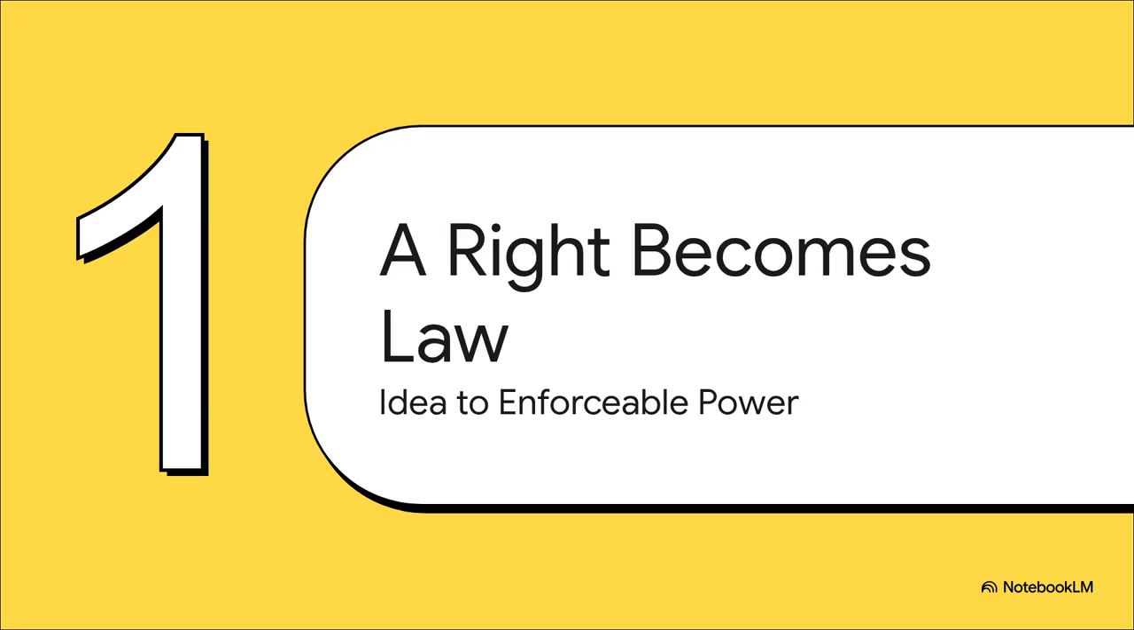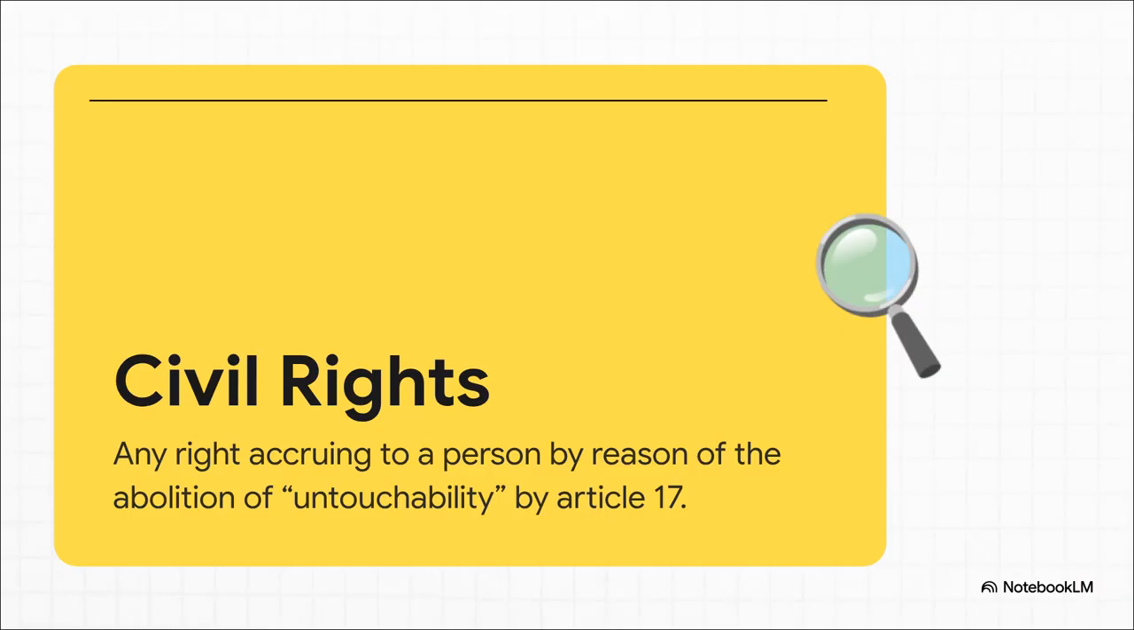So where did this act even come from? Well, its origins go straight back to Article 17 of the Indian Constitution, the part that officially abolished the practice of untouchability. But just saying something is abolished isn't enough. This act was the tool created to give that idea real enforceable power. The act kicks things off by defining exactly what it's talking about. Under this law, civil rights are defined as any right a person has because untouchability was abolished by the Constitution. And that's the key right there. This definition ties everything else in the act directly back to that one single constitutional promise. It's the foundation for the whole thing.